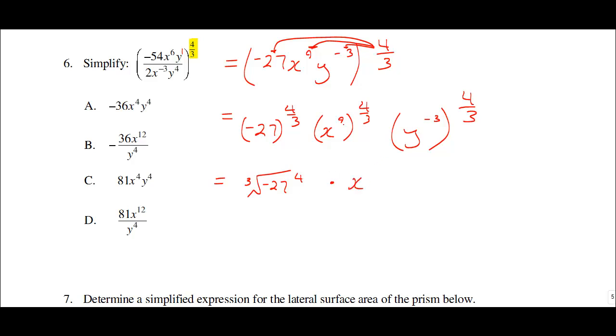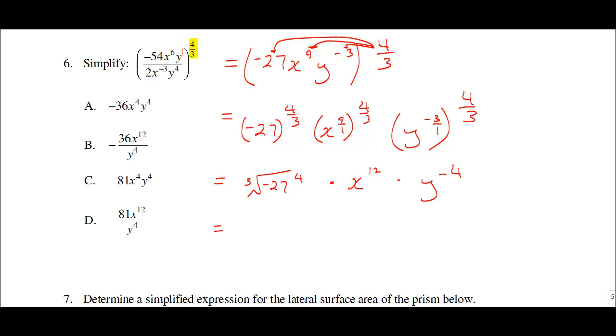So this x is the same thing as 9 over 1, so you'll multiply 9 times 4. Remember, when you have an exponent to an exponent, you multiply. 9 times 4 is 36. 36 divided by 3 is 12. And then we'll deal with the y's. Same thing as 3 over 1. This is negative 3 times 4, which is negative 12. 1 times 3 is 3. So negative 12 divided by 3 is y to the negative 4. Okay, so we're moseying on down.